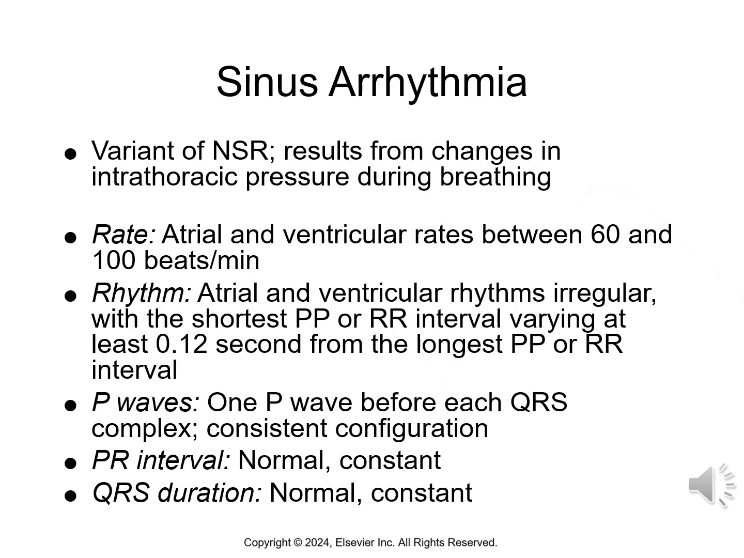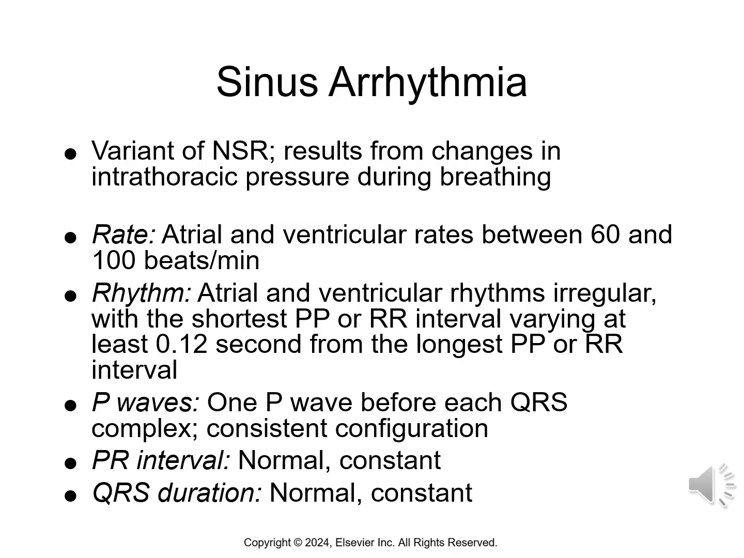The next thing we'll talk about is sinus arrhythmias. When we talk about a sinus arrhythmia, we're looking at variance from the normal sinus rhythm. This can be a rate, so the atrial or ventricular rate is between 60 to 100 beats. We want to see that the atrial and ventricular rhythms are regular with an arrhythmia. So this could be a shorter P to P wave or an R to R interval that's varying at least 0.12 seconds from the longest PP to RR ratio.